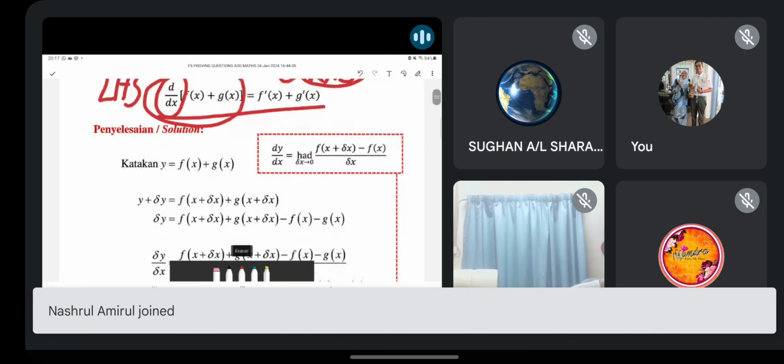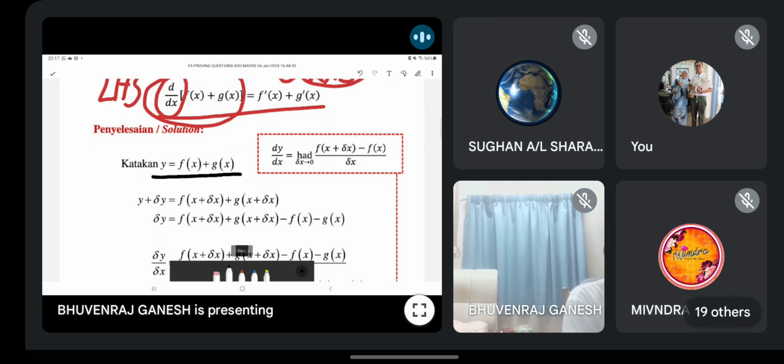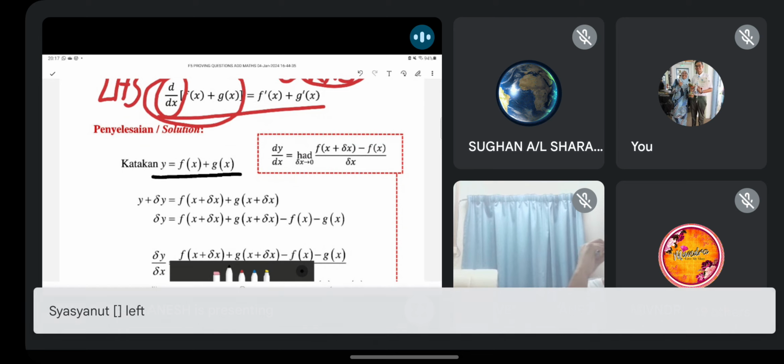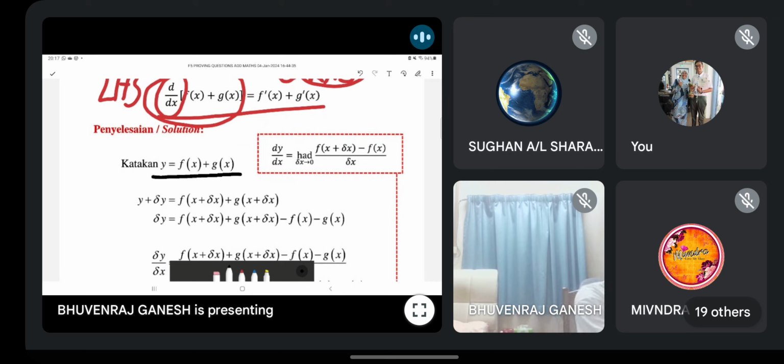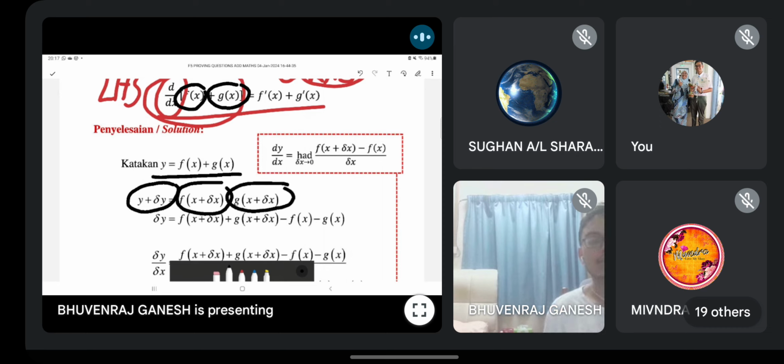Okay, so you can start with an assumption. You let y equals f(x) plus g(x), so that you make it simpler, in other words. You can see over here, y plus delta y equals f(x plus delta x), and they are changing all this, plus g(x plus delta x).